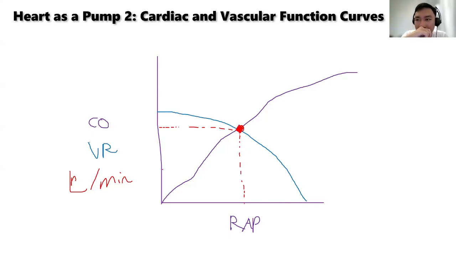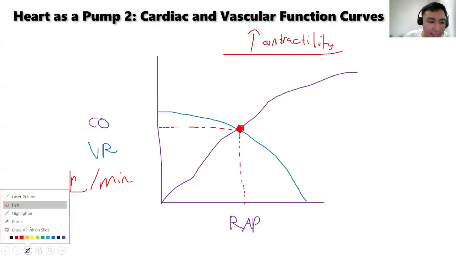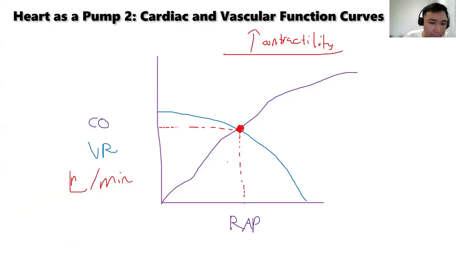But what happens, for example, if we change a variable? You increase contractility. If you increase contractility, which of the curves will change, cardiac function or vascular function? You did not change anything in your veins, so your vascular function curve will not change. But you changed something in your heart, so your cardiac function curve changes. If you increase your contractility, the slope of your cardiac function curve will increase. So that will be right here.